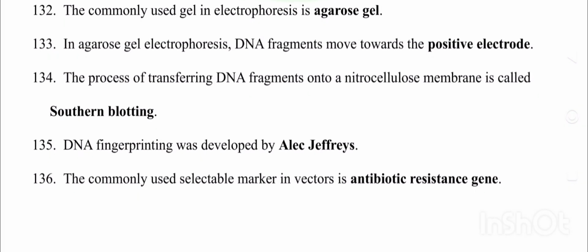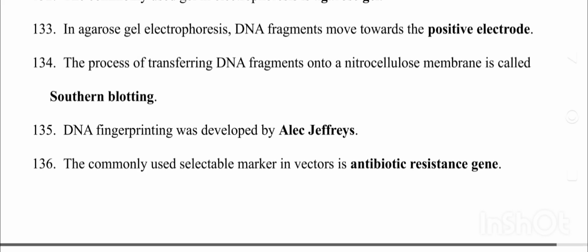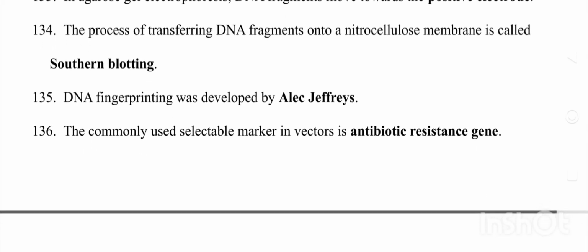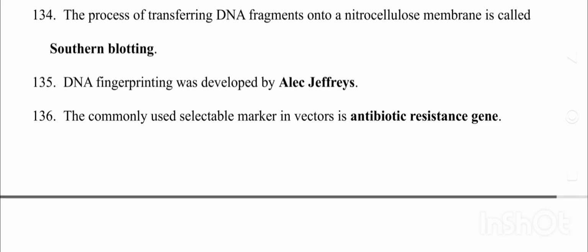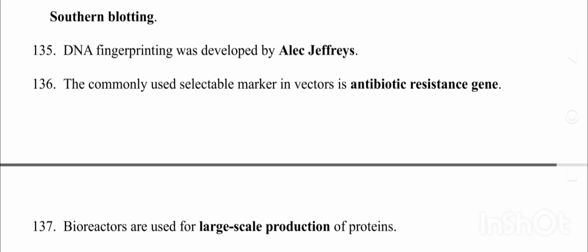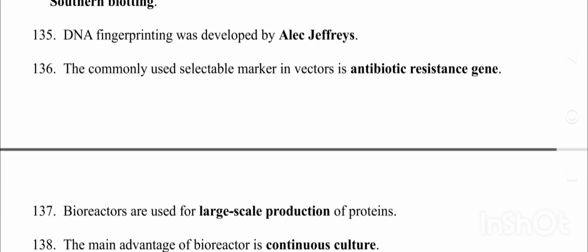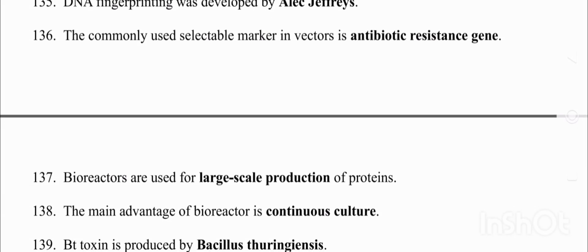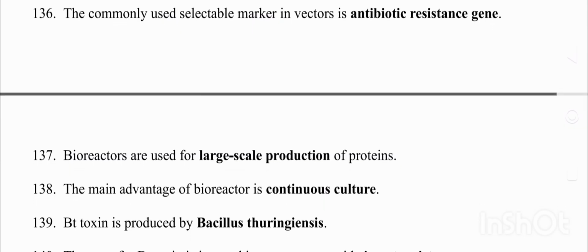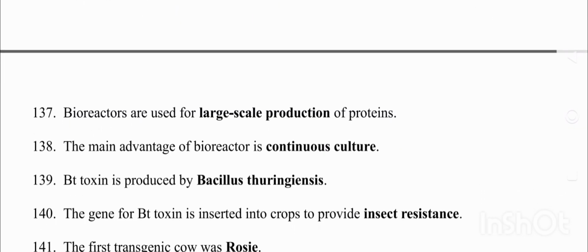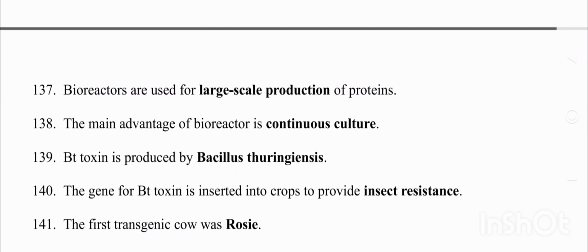136. The commonly used selectable marker in vectors is antibiotic resistance gene. 137. Bioreactors are used for large-scale production of proteins. 138. The main advantage of bioreactor is continuous culture. 139. Bt toxin is produced by Bacillus thuringiensis. 140. The gene for Bt toxin is inserted into crops to provide insect resistance.